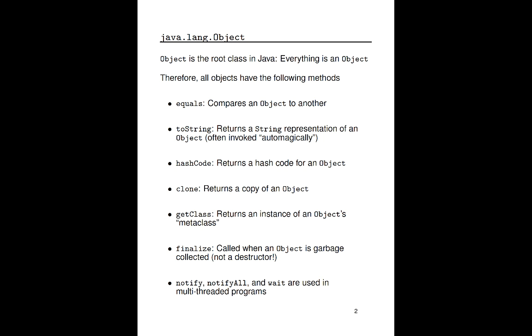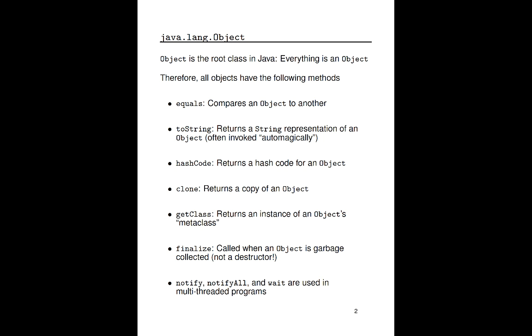One of the most important classes in the Java API, if not the most important class, is java.lang.Object. Object is the root class of everything in Java, so all classes descend either directly or through their superclass from java.lang.Object. And because of this, all methods of java.lang.Object are inherited by every other object in Java.